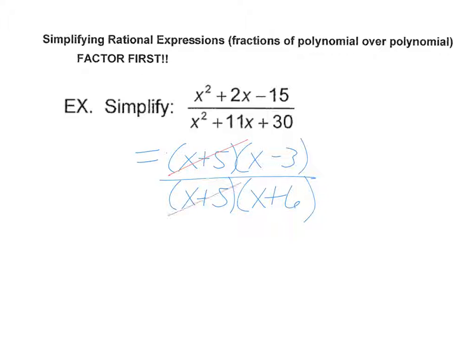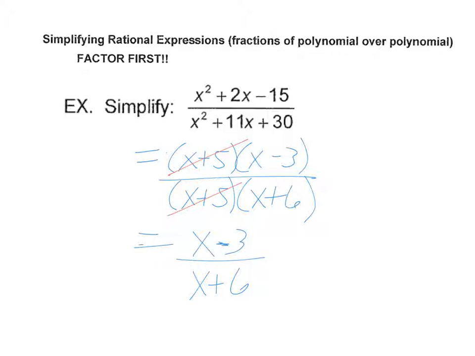The x plus 5 over x plus 5 can cross out, and you're left with x minus 3 over x plus 6. You cannot cross out the x's. You cannot reduce the 3 and the 6. The 3 and the x on top are sealed together with that minus. They can't be pulled apart. The 6 and the x on the bottom are sealed together.